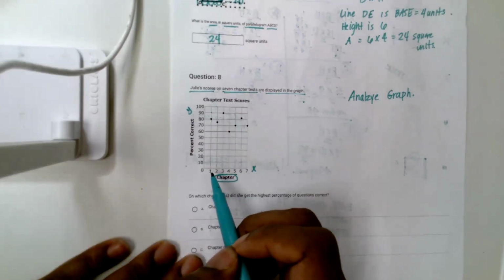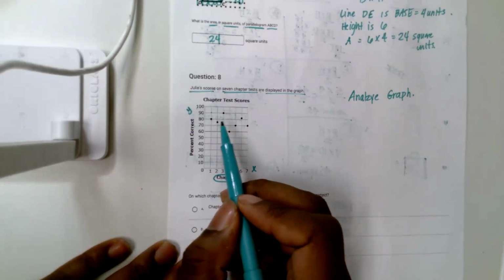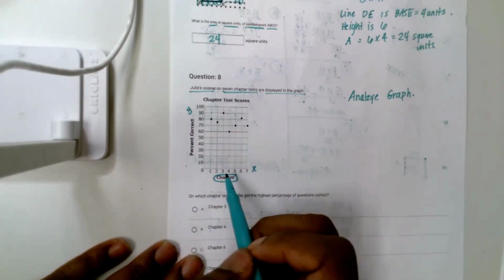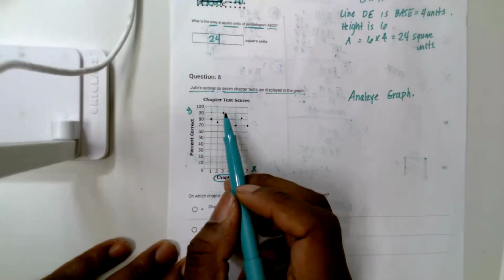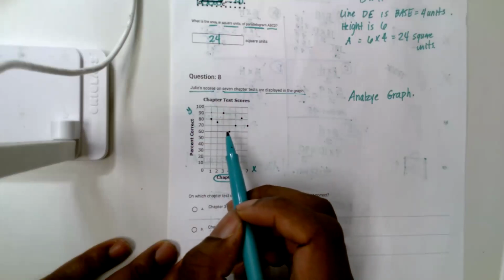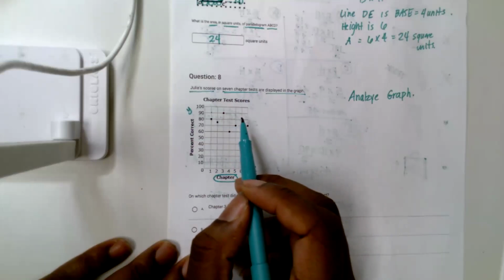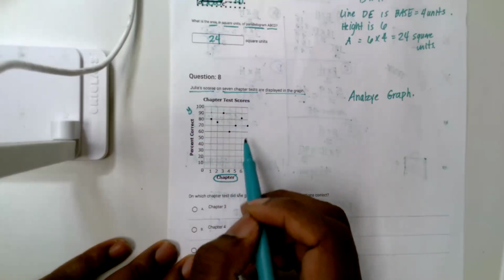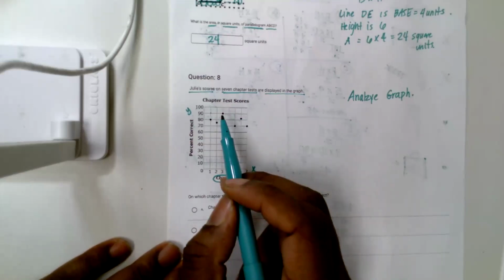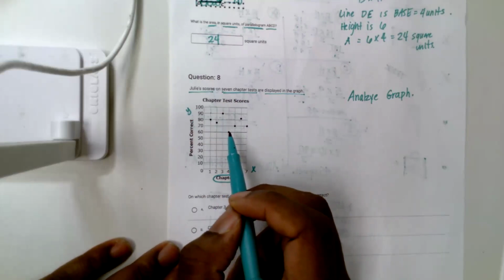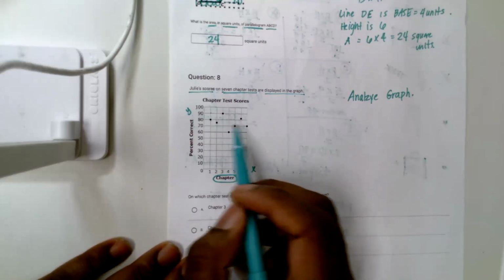Oh, so that means chapter one was an 80, chapter two was somewhere between 70 and 80, so it was like a 75. Chapter three was a 90. Oh, that was a high score. Chapter four was a 60. Now that was a low score. Chapter five was a 70. Chapter six was not even in the half, so it's like an 82. Chapter seven was a 70. So based on looking at this, I could tell that my highest score was a 90, my lowest score was a 60, and Julie got two 70s.